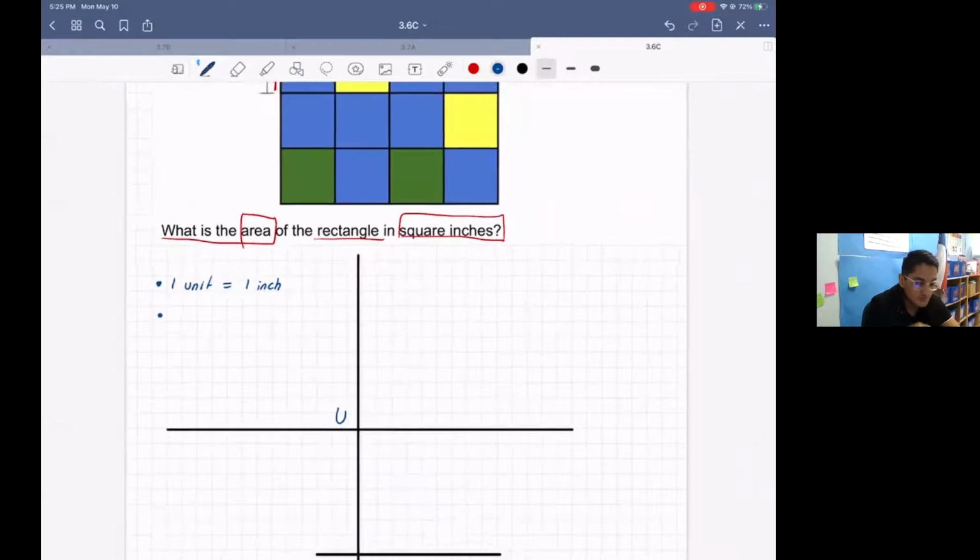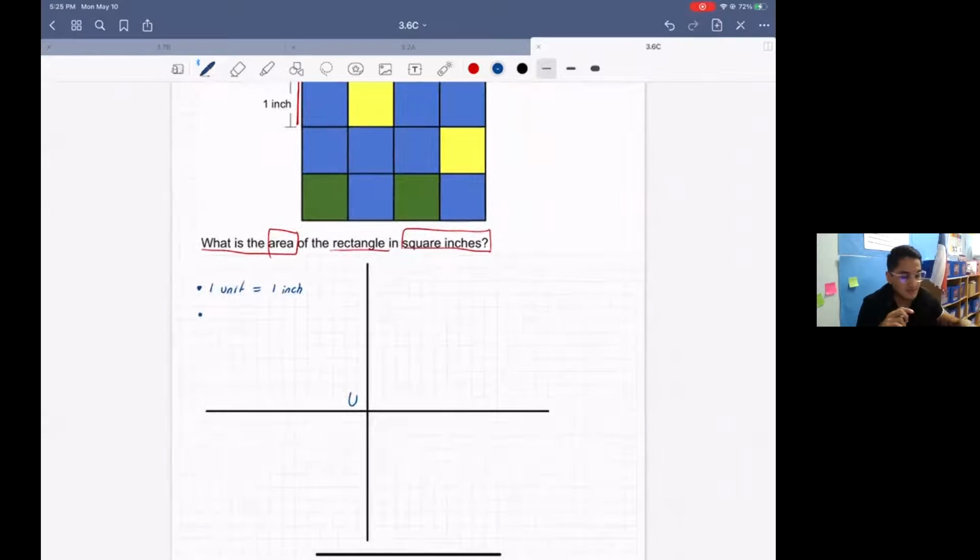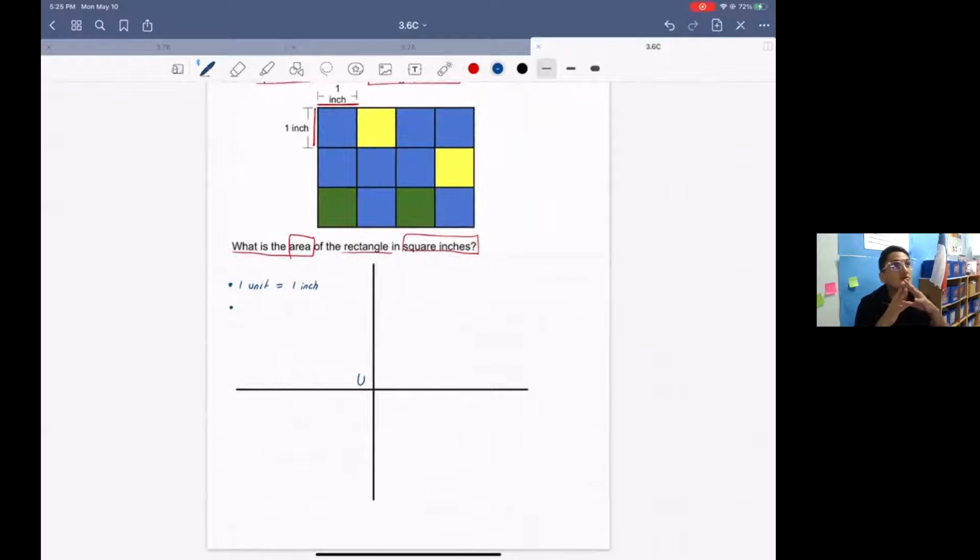I also know that I need to count the number of rows. So I know that based on how to get the area, I need to first count the number of rows that I have, and I need to know how many units form each row. So I can then just multiply those together.